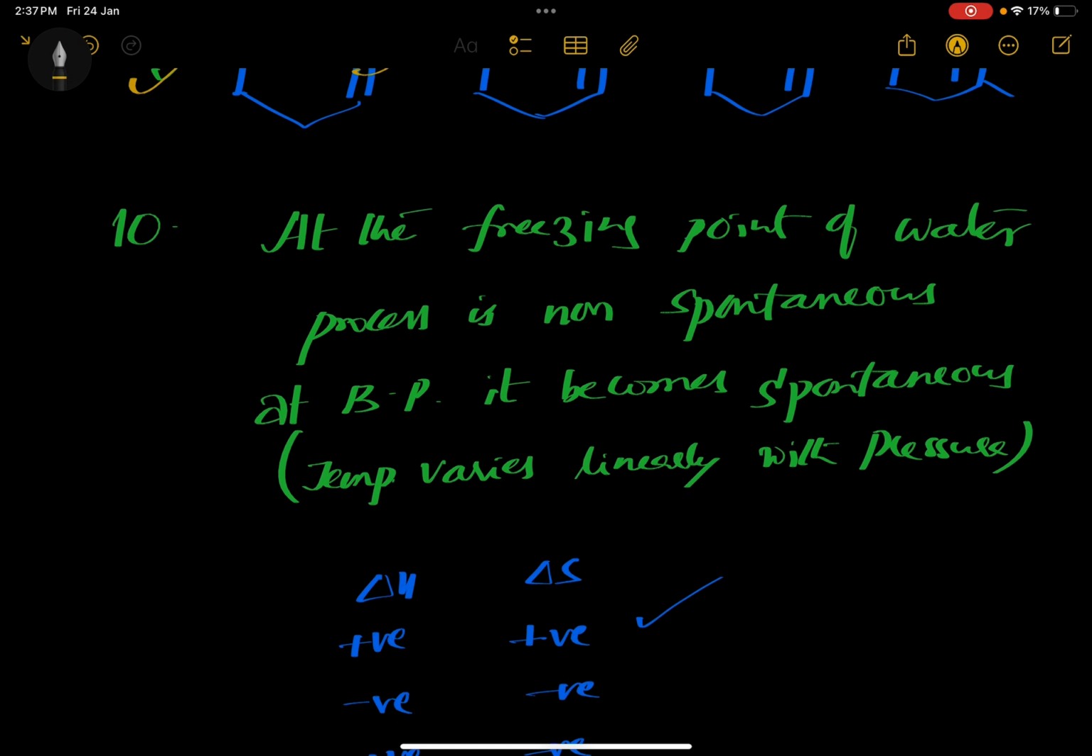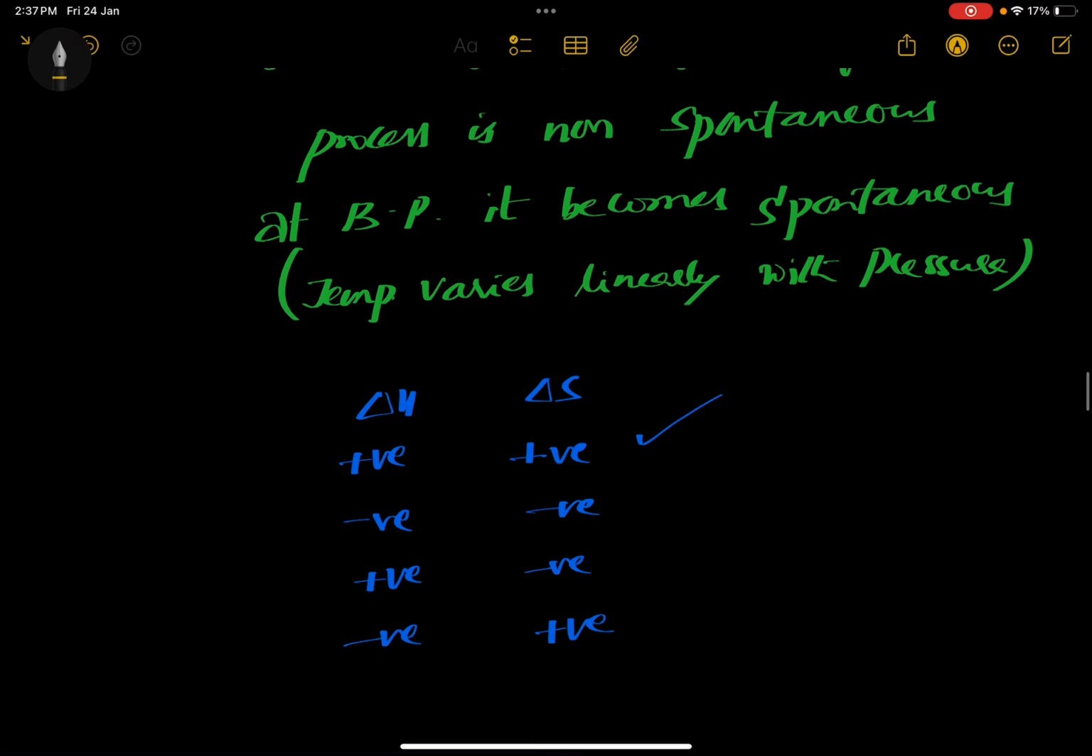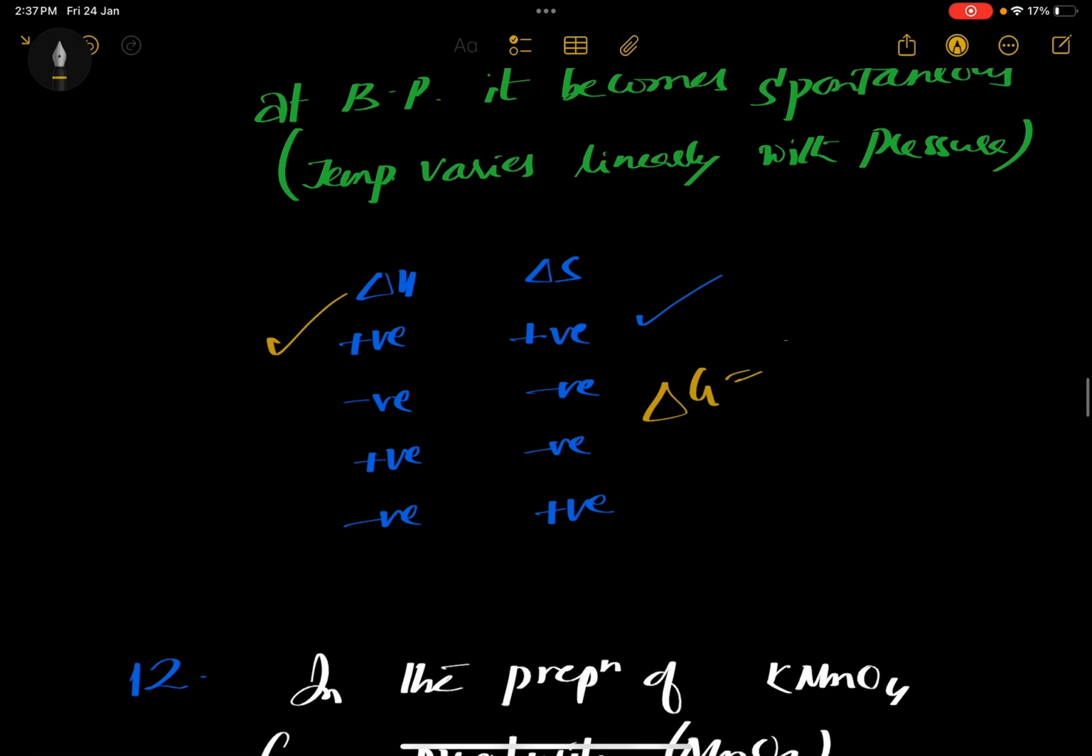At the freezing point of water, the process is non-spontaneous. At the boiling point, it becomes spontaneous. That means at low temperature it is non-spontaneous, and at high temperature it is spontaneous. In that way, delta H positive and delta S positive is good. The relation is delta G is equal to delta H minus T delta S.